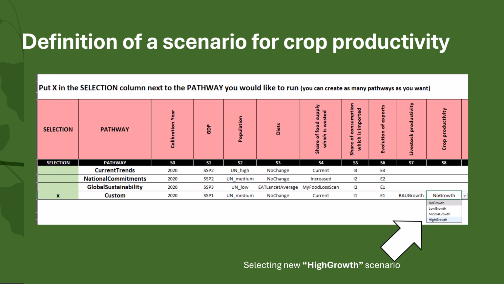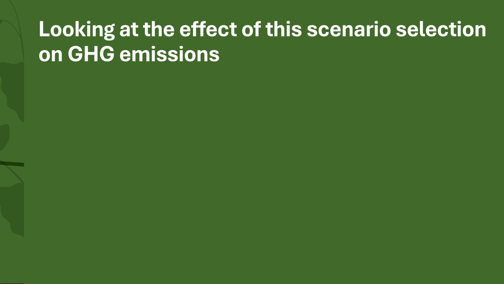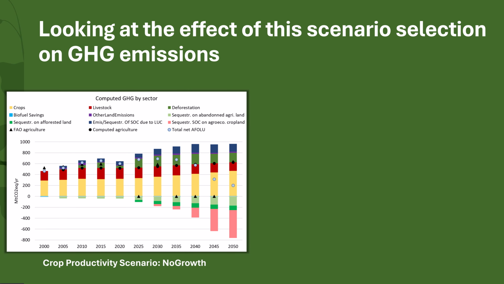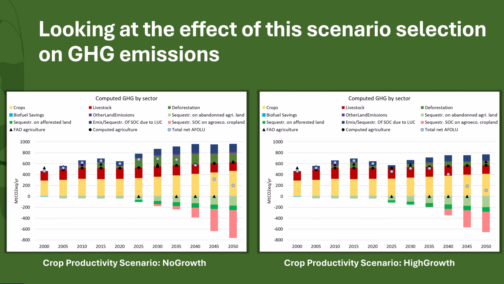All new scenarios follow the same logic, but each one may have its own specific features that require slightly different steps. Right, so let's examine the impact of the shift in crop productivity. In the first graph, we have GHG emissions by sector under a no-growth scenario for crop productivity. In the second graph, we have applied the new high-growth scenario for crop productivity.